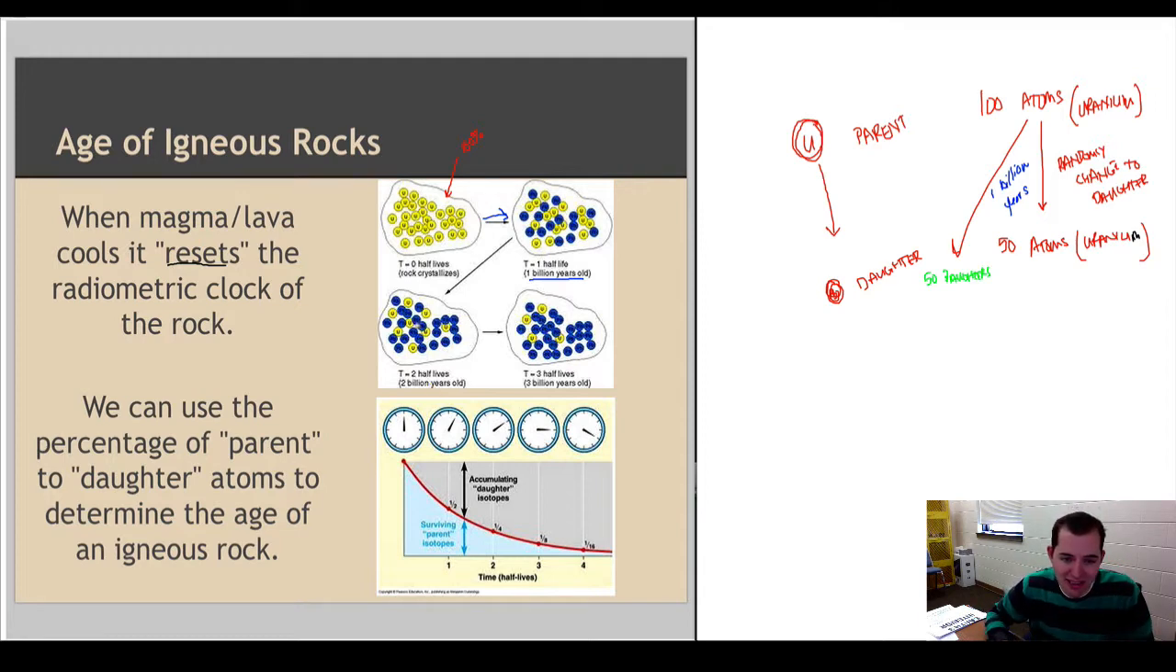Okay, so basically what we're looking at here is we've essentially got 25 parents and 75 daughters. So we've got 25% here and 75% here. At that instance, we then know that 2 half-lives have gone by, and if a half-life is 1 billion years long, that rock is now 2 billion years old.